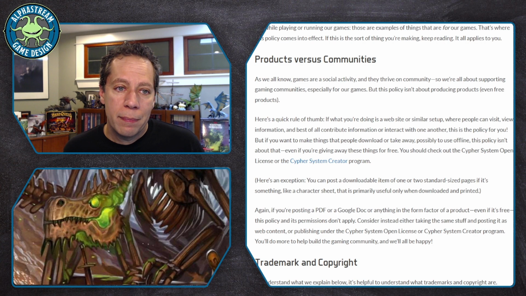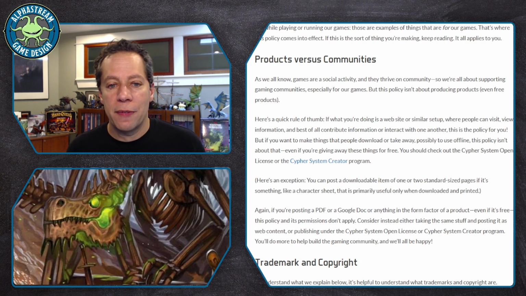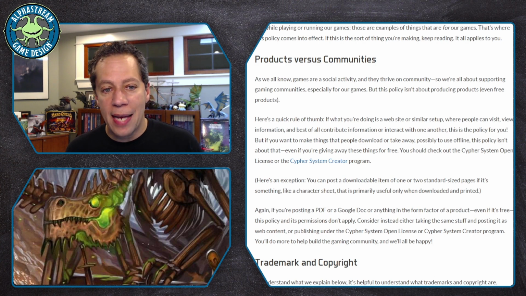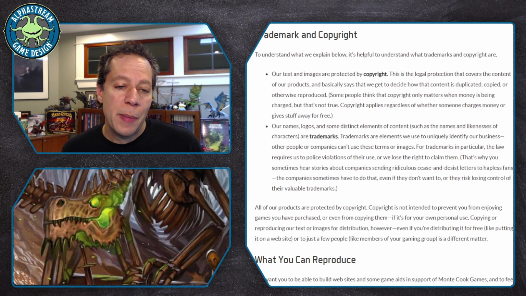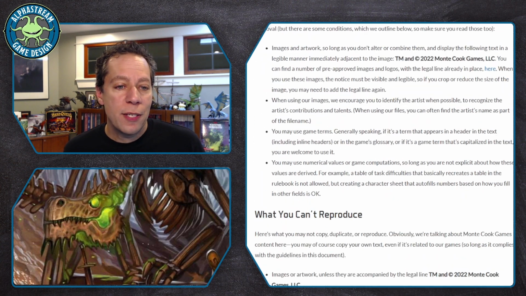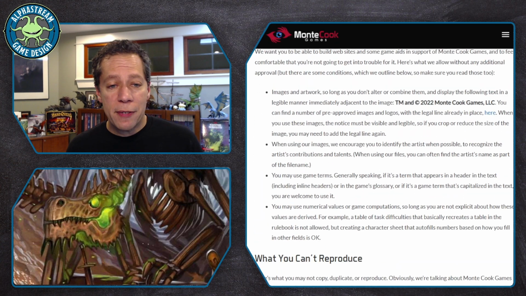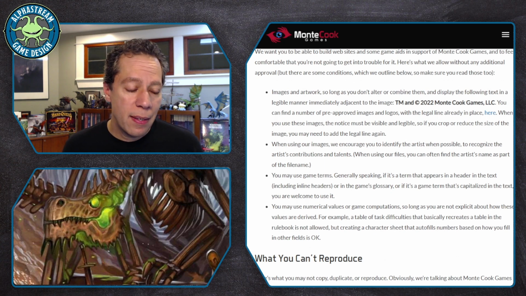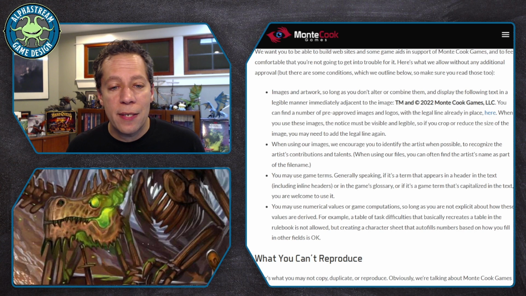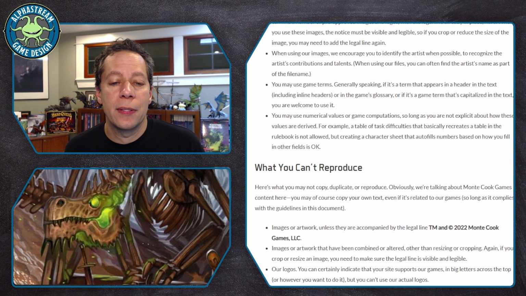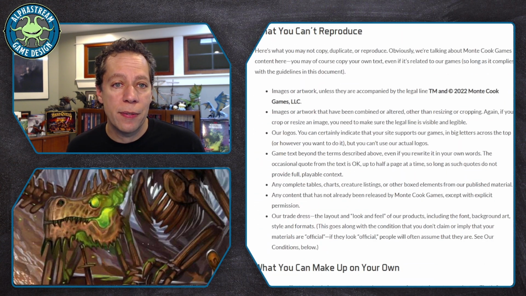They talk about products versus communities. So if you're creating cool things like a website that lots of people can enjoy, that everybody has access to, that's neat. If it's a product, that's a no, right? They talk about trademark and copyright, things that you can reproduce. For example, like, hey, if you use our images on your website, it's totally cool. When you can, identify the artist, recognize where it came from. All of that is useful to break down any barriers and keep your use good.